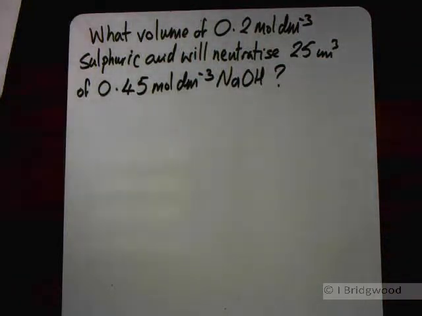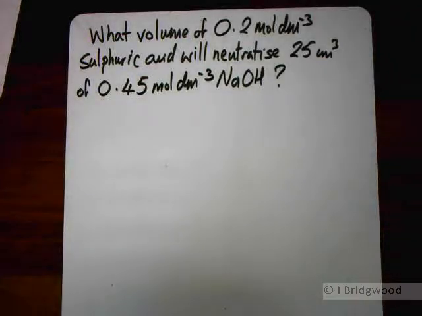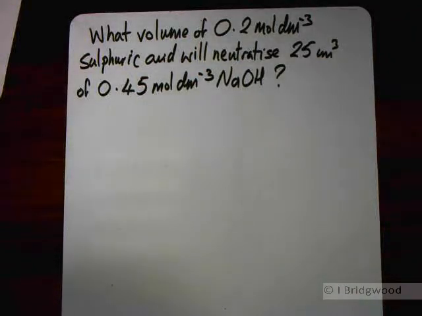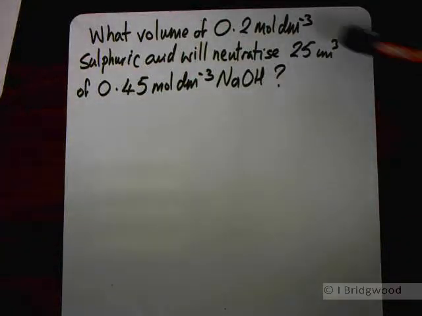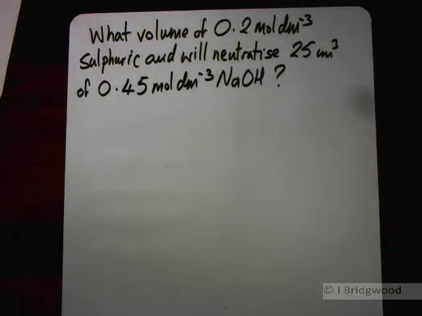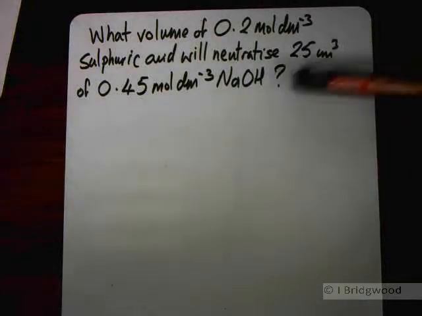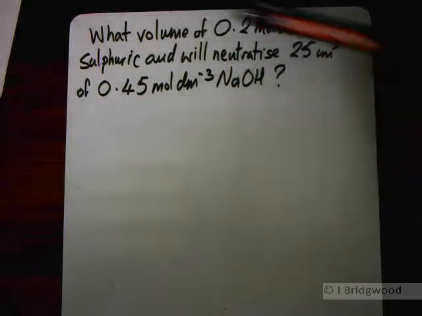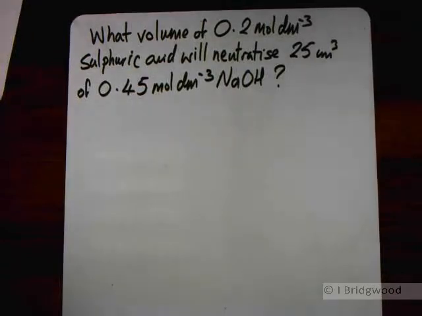So our problem here is what volume of 0.2 molar sulfuric acid will neutralise 25 cubic centimetres of 0.5 mole per cubic decimetre sodium hydroxide. So what information do we have? Well, we have concentration. We've got the concentration of the sulfuric acid and the concentration of the sodium hydroxide. We've also got a volume of sodium hydroxide, and we want to work out the volume of the sulfuric acid.